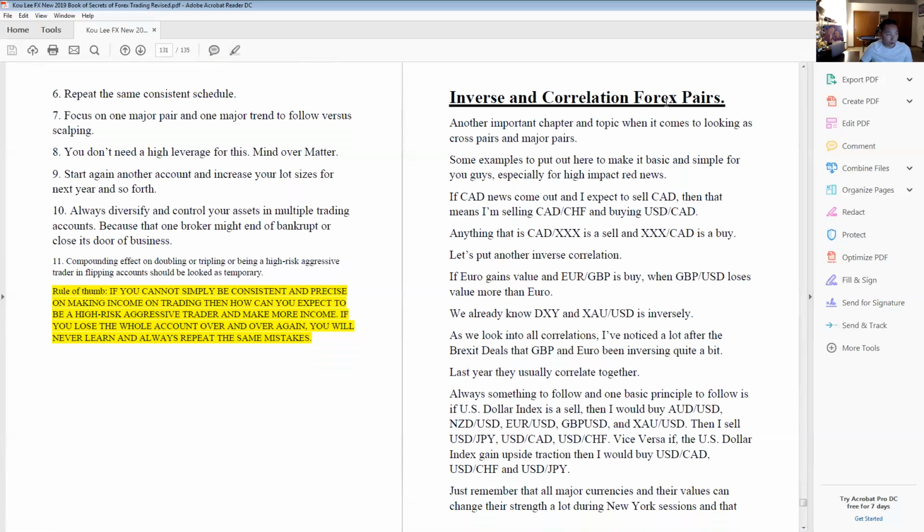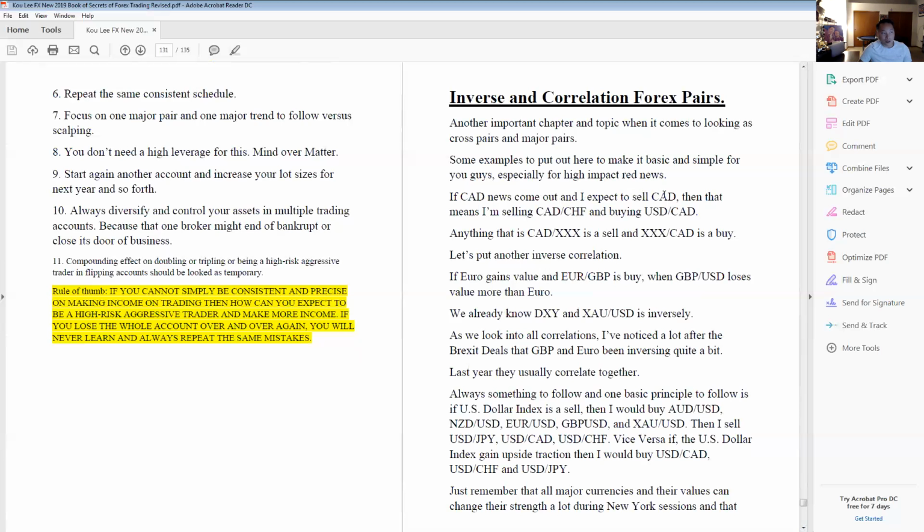Inverse correlation in Forex pairs, I talked a lot about this. I'll just say it out loud. If CAD news comes out and I expect to sell CAD, then I'm selling CAD Swiss franc because CAD is in front. If I'm selling CAD, I'm selling CAD Swiss franc. I'm not buying CAD Swiss franc. I'd be buying USD CAD, because USD CAD is the total opposite pair since it's the US dollar first.